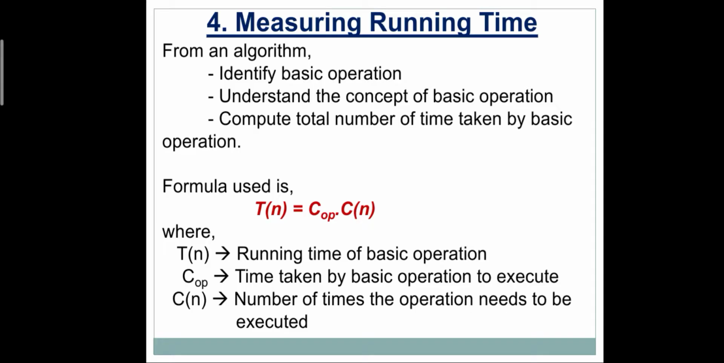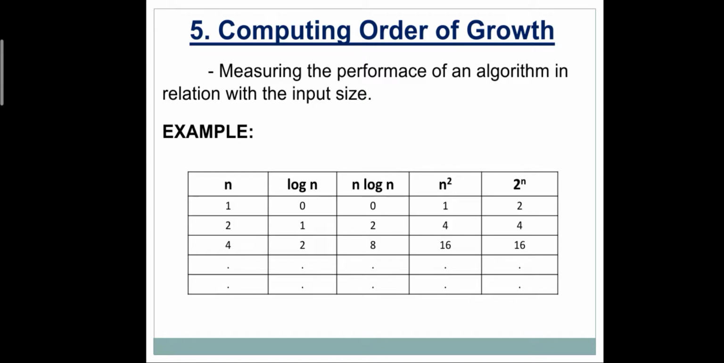By substituting these values, we can measure the running time of an algorithm. Now, I am going to explain how to compute the order of growth of an algorithm. It can be measured by the performance of an algorithm in relation with the input size. Consider the example given in the below table.